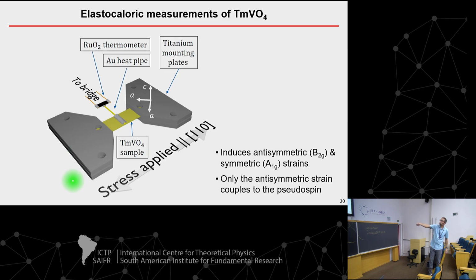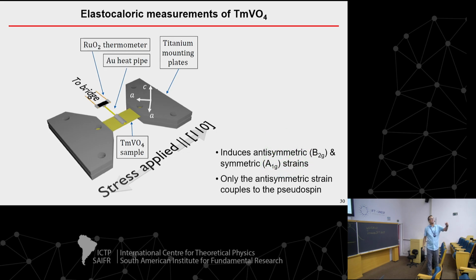And we're going to apply the stress, uniaxial stress, along the 110 direction. So the crystal axes here are at 45 degrees. That means you will induce an antisymmetric B2g strain. That's the right strain to couple to the order parameter. And symmetric A1g strains.